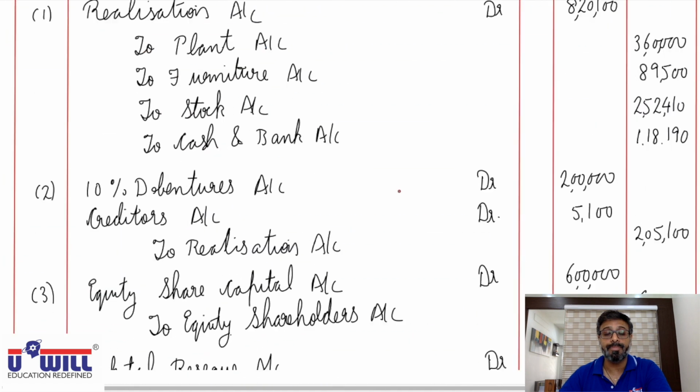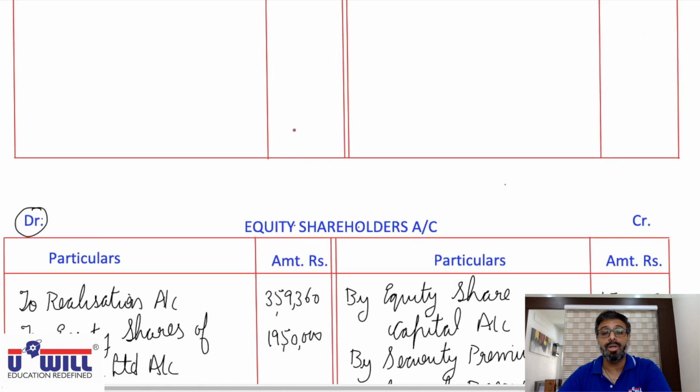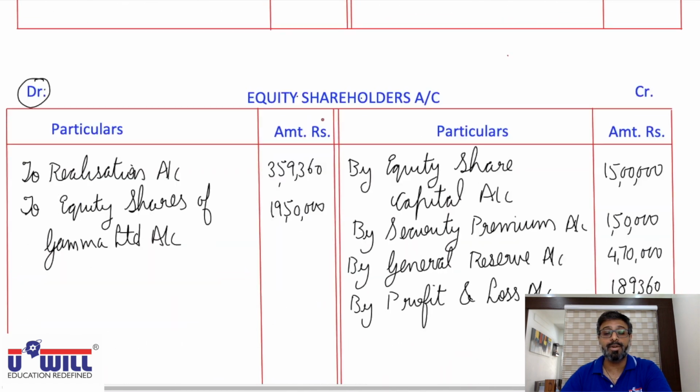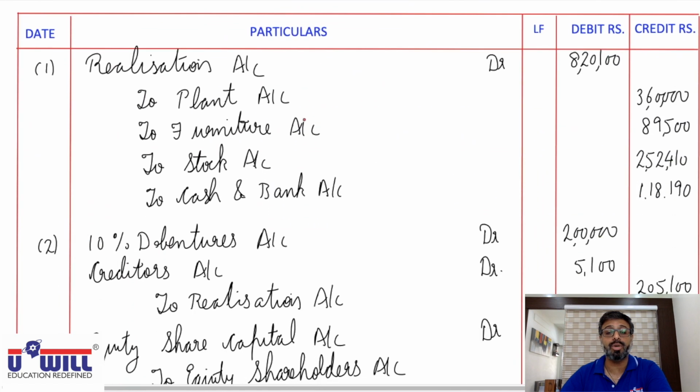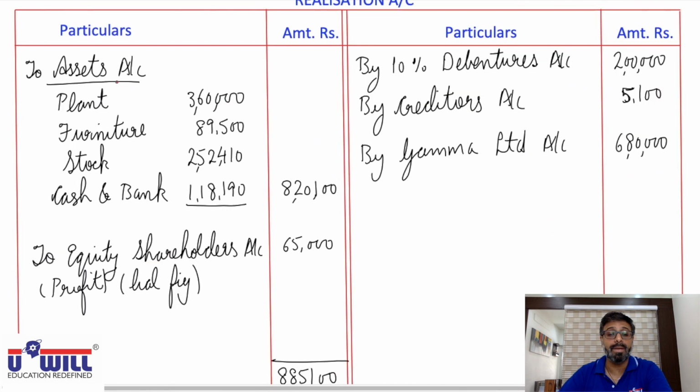Verify your first entry, everyone. Have you done it right or not? Realization account debit 8,20,100, to plant 3,60,000, to furniture 89,500, to stock 2,52,410, to cash and bank 1,18,190. Narrations I am not discussing, they remain the same as in the previous question. Now posting: I told you the first 6 entries will have a single posting only, because the other effect is that the account gets closed. So in realization account, check on debit side: to assets account, plant, furniture, stock, cash and bank, total 8,20,100.